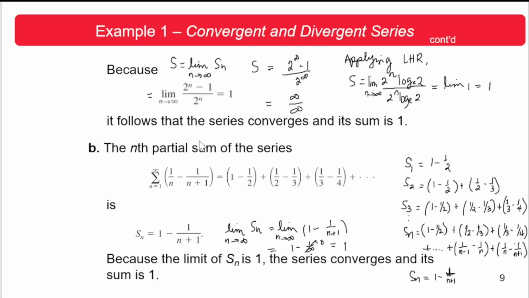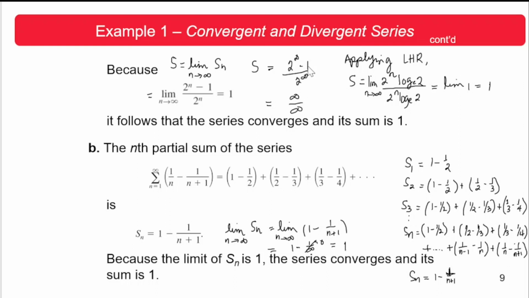To determine whether the series converges or diverges, we need to evaluate the limit of the nth partial sum. So the limit of the nth partial sum is the sum of the infinite series. By definition, the sum of the series is equal to the limit of the nth partial sum as n approaches infinity. But recall that the nth partial sum is 2 to the n minus 1 all over 2 to the n. And to evaluate the limit of this nth partial sum, we need to replace the n variable by infinity. Thus, the sum is equal to 2 raised to infinity minus 1 all over 2 raised to infinity.